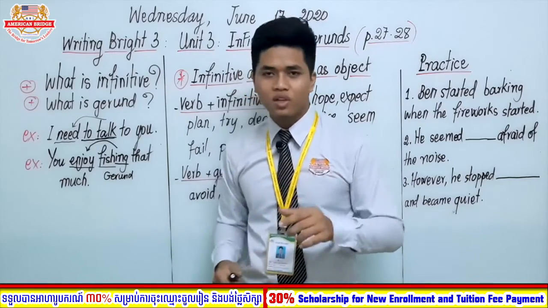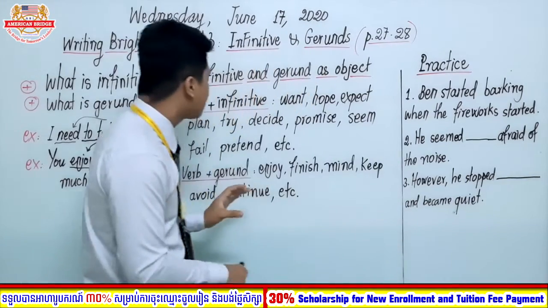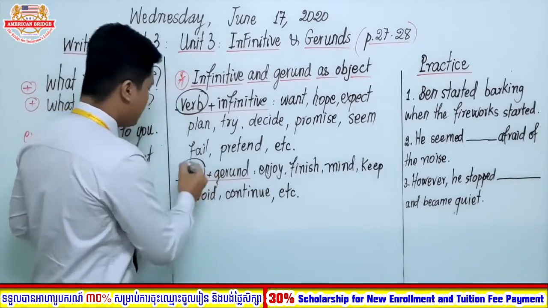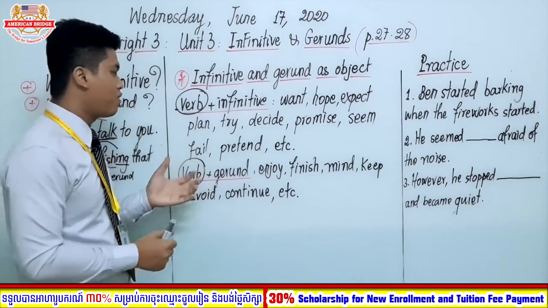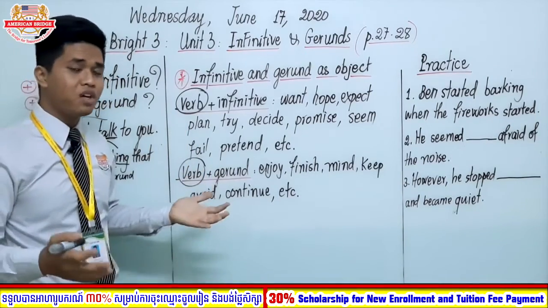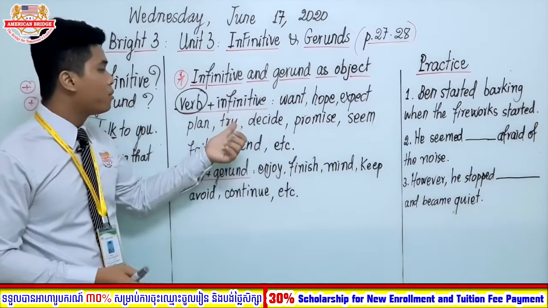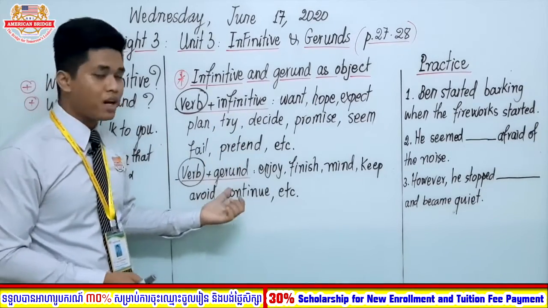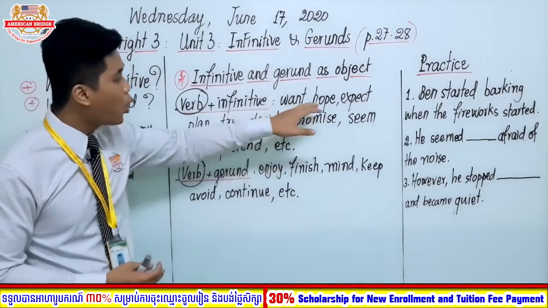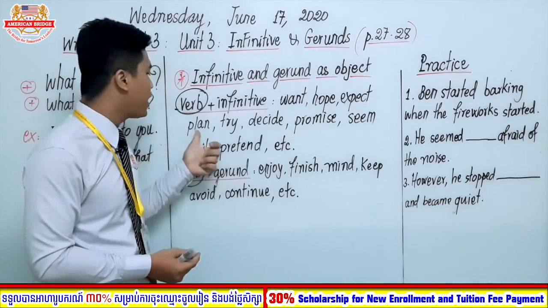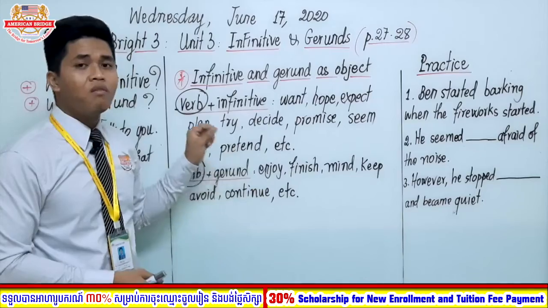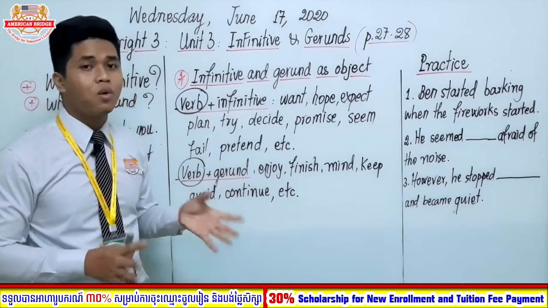What you need to notice and observe here, I have some of the verbs. We have a verb here, a verb here. Those function the same as verbs, but they are used with different other verbs, which are infinitive or gerund. So some of the verbs, for example, let's say want, hope, expect, plan, try, decide, promise, etc. Those verbs we use with to infinitive.